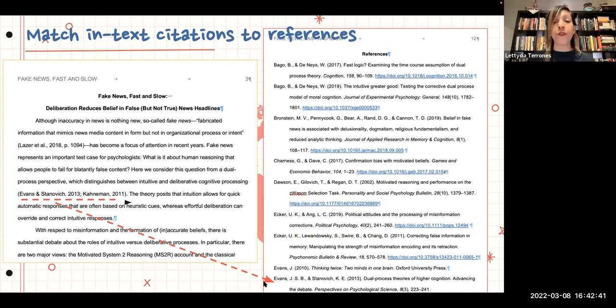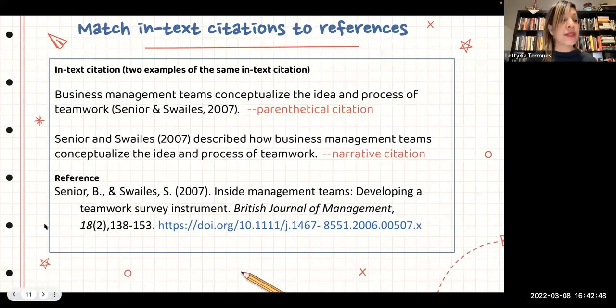You want them to match your reference citations. The other thing to keep in mind, and we're going to discuss this in more detail, is that you will have two different ways of writing your in-text citation. One is called parenthetical, because the author, and if there's a second author, comma followed by the year, is inside the parentheses. That's a parenthetical style.